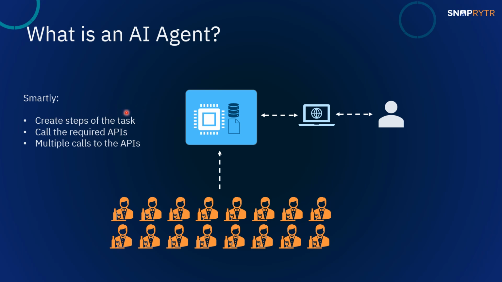It creates the steps, performs the steps, calls the required APIs, and can even call the same API multiple times. For example, you ask the weather of 2 different cities in the same sentence. It will call the same weather API 2 times and give you the information.